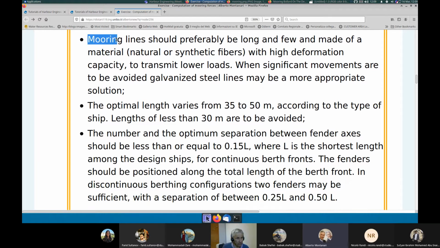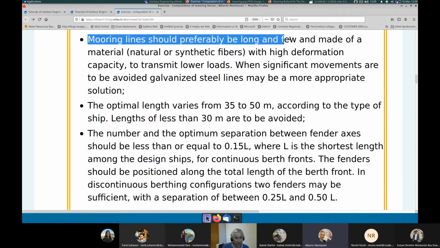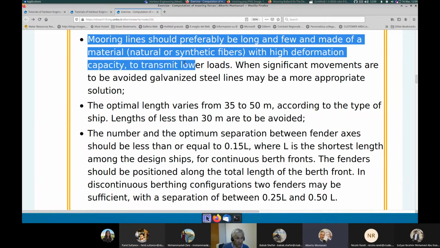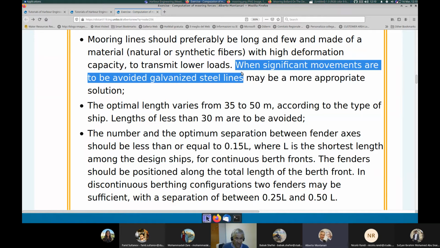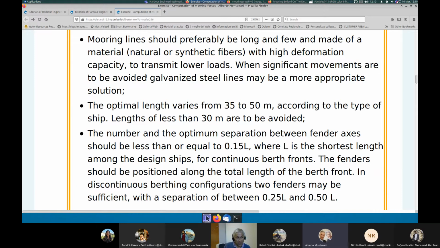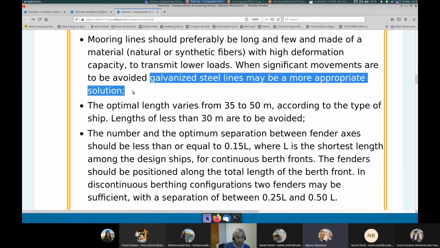Mooring lines should preferably be long and few and made of a material with high deformation capacity, high elasticity. When significant movements are to be avoided, because elasticity brings with it the fact that the ship may move, okay? When you want to avoid movements, then galvanized steel, galvanized to avoid corrosion, steel lines may be a more appropriate solution.